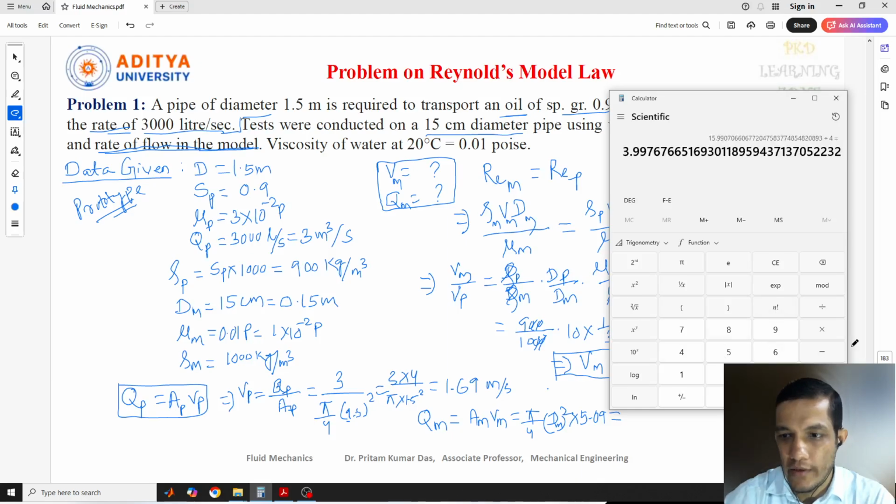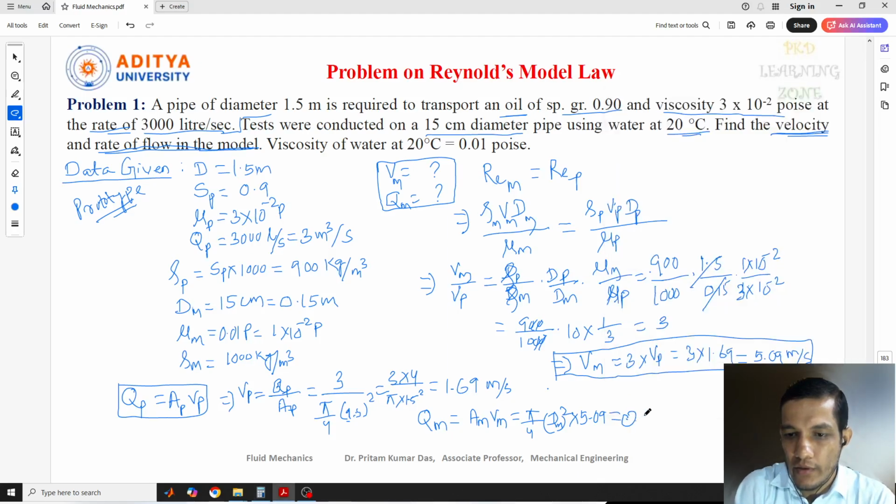Okay, then we got the same value. Anyway, multiply by 0.15 into 0.15. So this is 0.089. Let me write here, we got the value 0.0899 meter cube per second. Now we can convert this into liters. If you convert into liters, then we'll get 89.9 liter per second. So this is the answer.